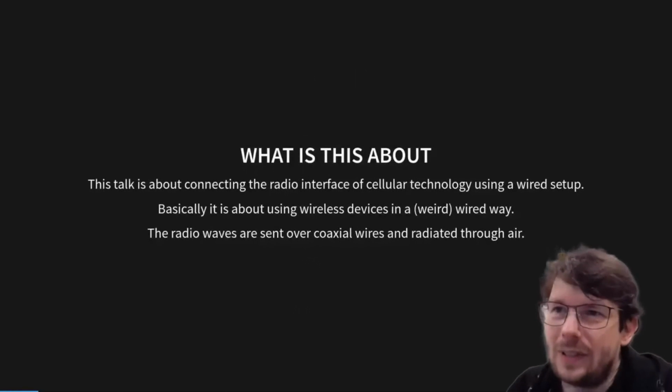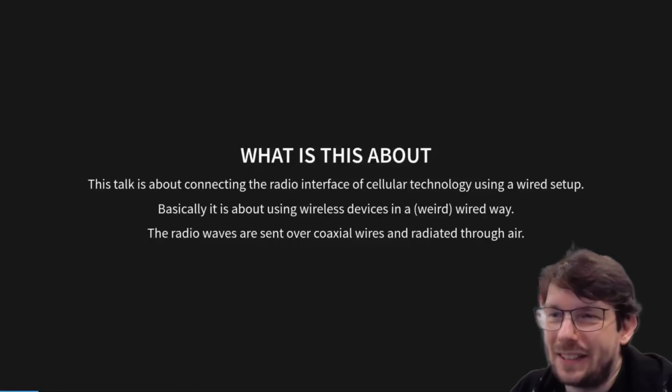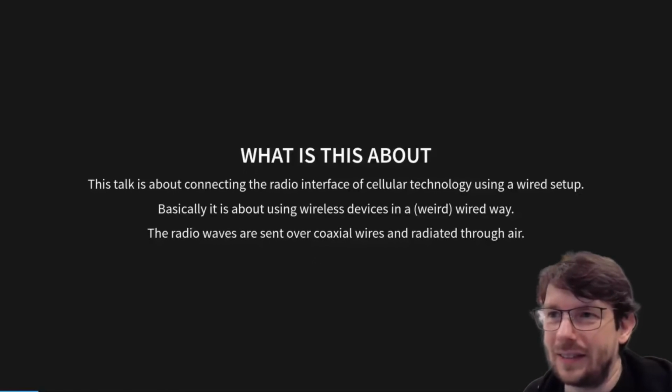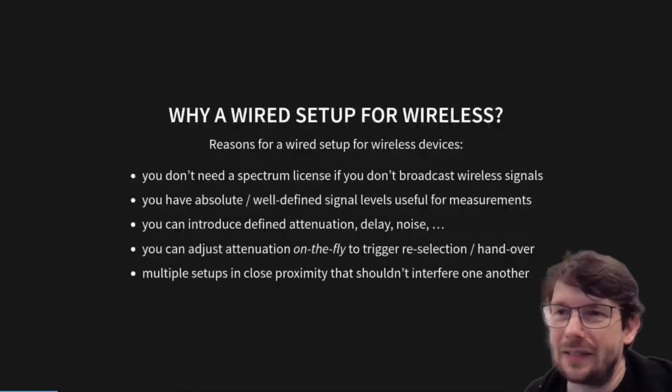So the talk is about connecting the radio interface of cellular technology using a wired setup. So we have wireless technology, but we want to use wires. Why, we will cover in the next slide. It just means that signals that are normally sent over the air interface of a radio are communicated in coaxial wires and related devices rather than through the air interface. So why would one want to do that?